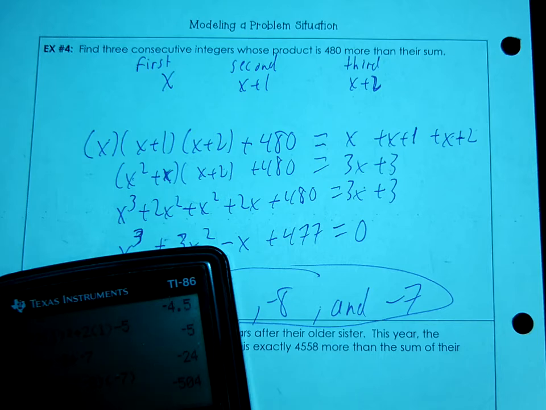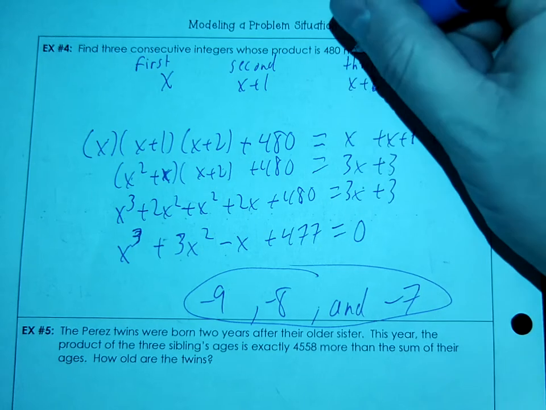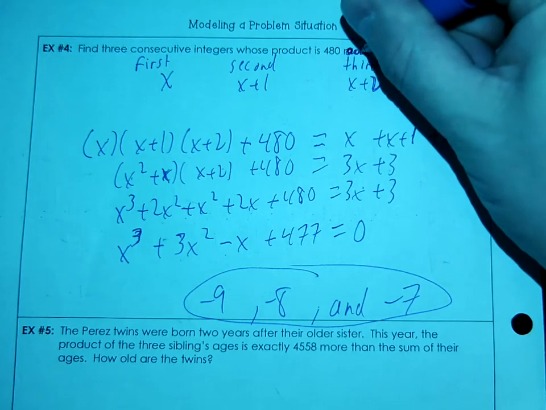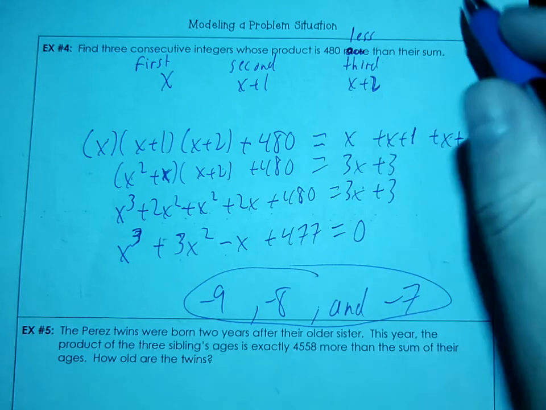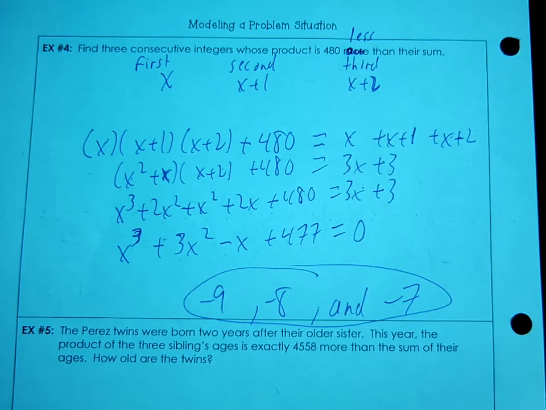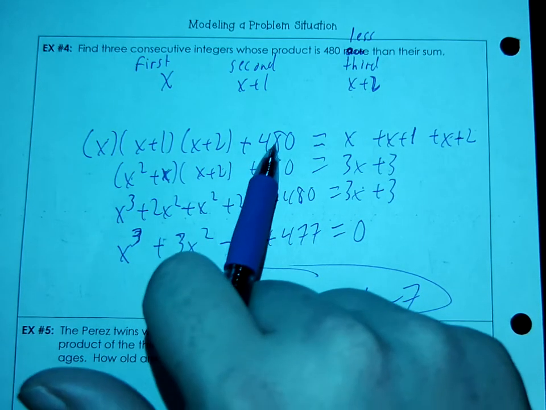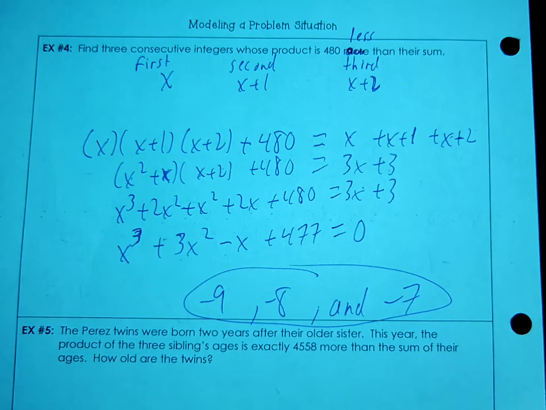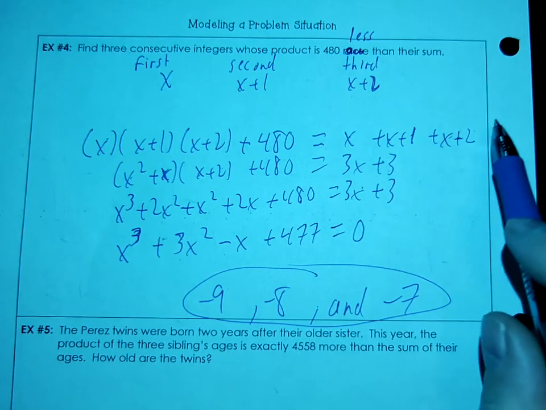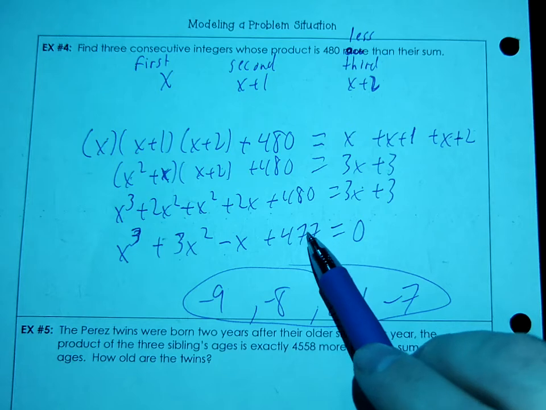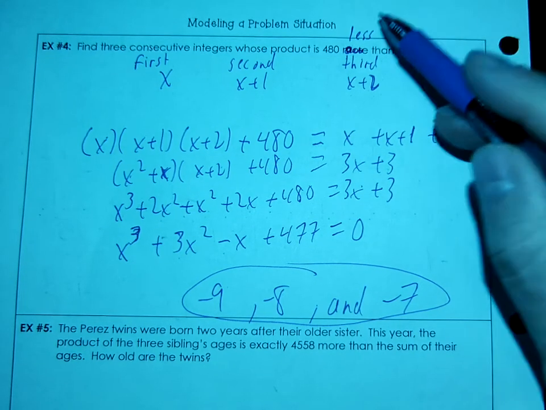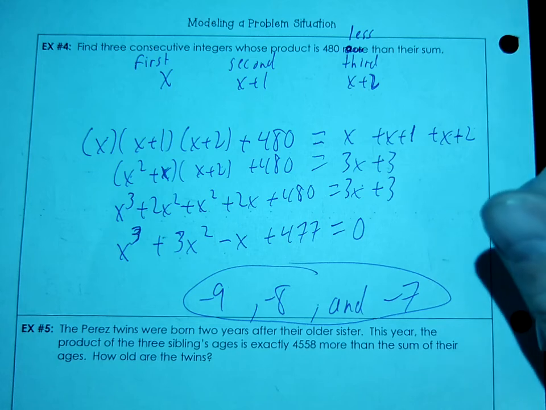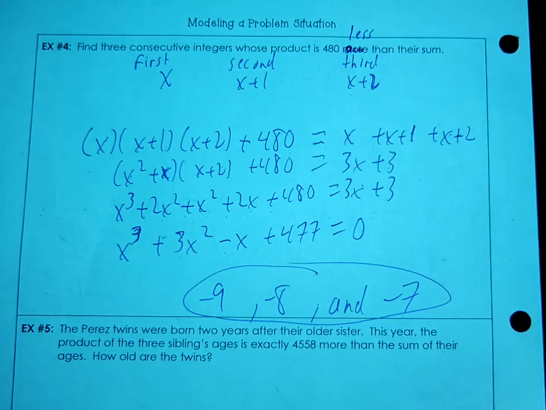So I'll just change that to a less at the top. I put the 480 on the wrong side when I started the equation. So I'll change that to less than their sum because I put the 480 on the wrong side. I should have put the 480 here with the x plus 2. Should have had that as a -43. But I'll just change that to a less at the top so I don't have to go through and do the whole work, the equation again.